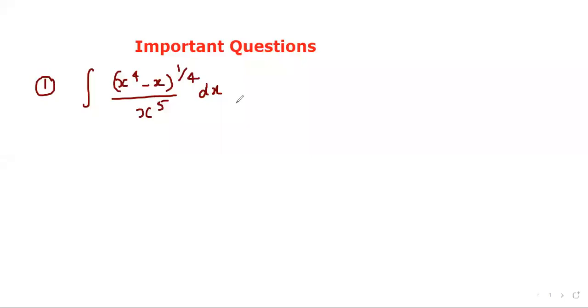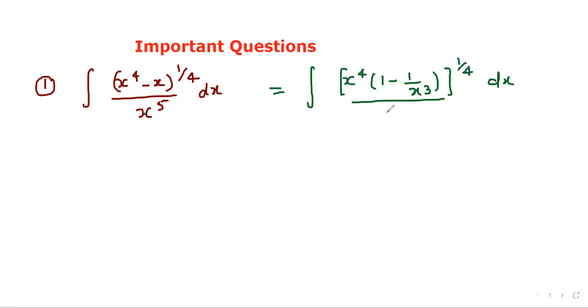Important questions. Question number 1: integral of (x^4 − x)^(1/4) divided by x^5 dx. Here we can take out x^4. So this will become x^4 times (1 − 1/x^3), whole power 1/4, dx divided by x^5.